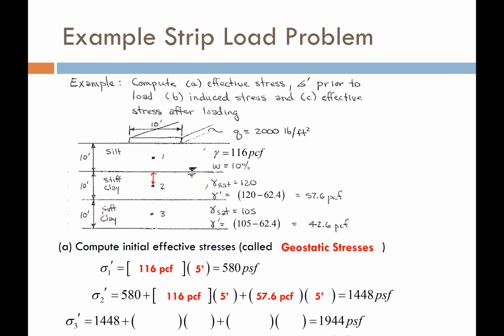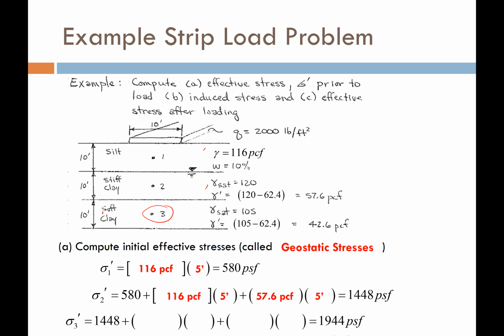Okay, hopefully you're back and you were able to obtain the answer of 1944 pounds per square foot. If you didn't, if you are confused on how we calculated these numbers, please come and get help. Get it from a TA or come and talk to me, because it's important that you be able to compute effective stresses in the soil.